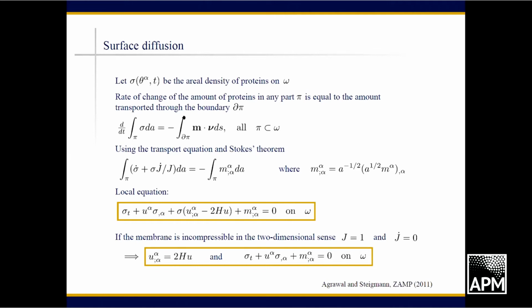If the concentration is sufficiently dilute, then we would not expect it to disturb the areal incompressibility of the bilayer. So it would be a good approximation to retain the constraint of no energy change. And then the diffusive balance simplifies accordingly. Okay. And then we have the normal velocity coupled to the divergence of the tangential velocity field.